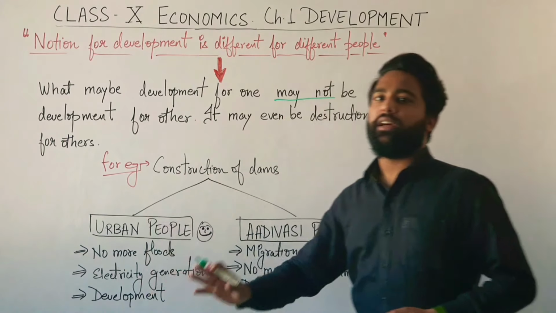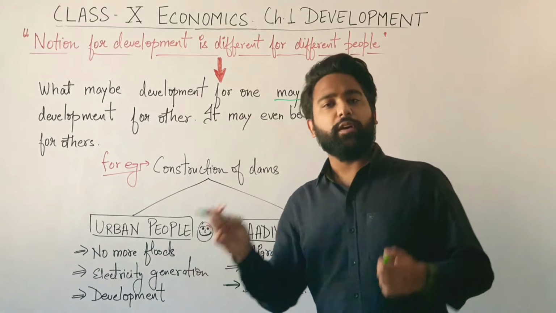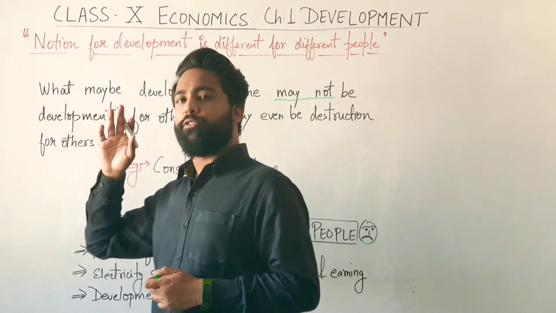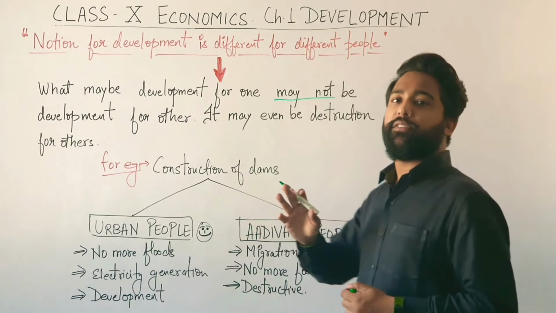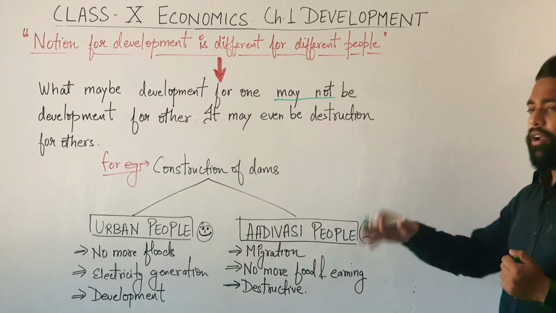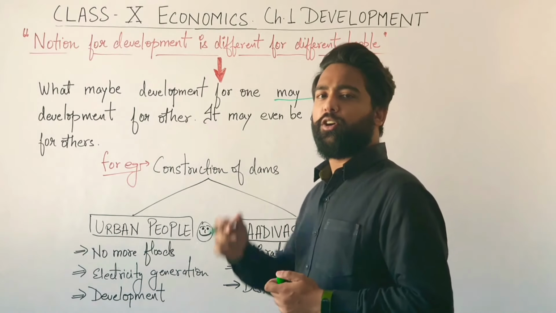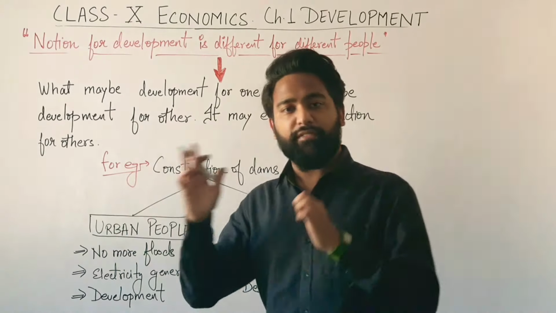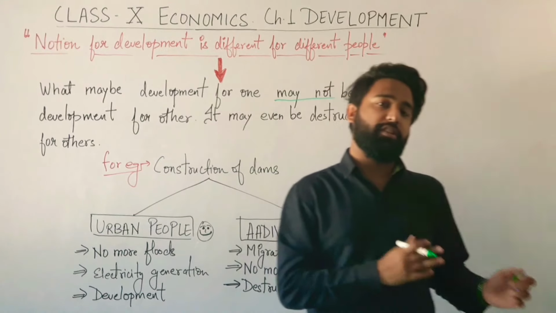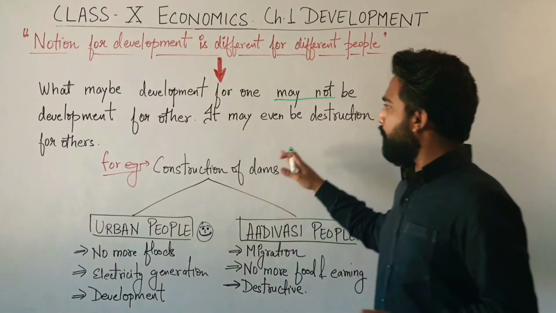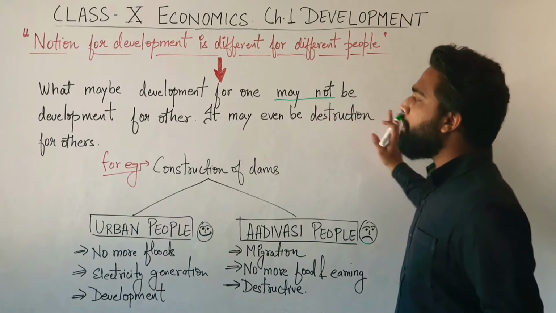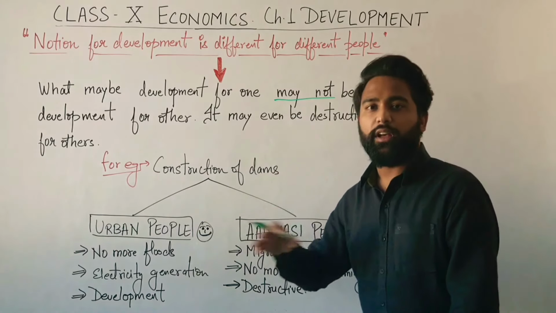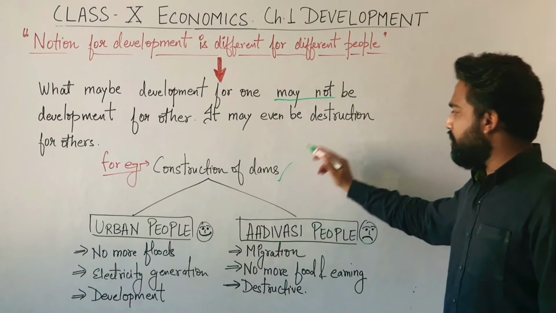If someone is saying that building of roads is good for us, it's development for us, then there will be some other persons also who will be saying that no, it's not development for us, it's destruction for us. Or construction of dams, or flyovers, or railways. If someone is having development from these constructions, there will be some people who will be facing destruction for their lives. So what may be development for one may not be development for another. It can be destructive for others also.